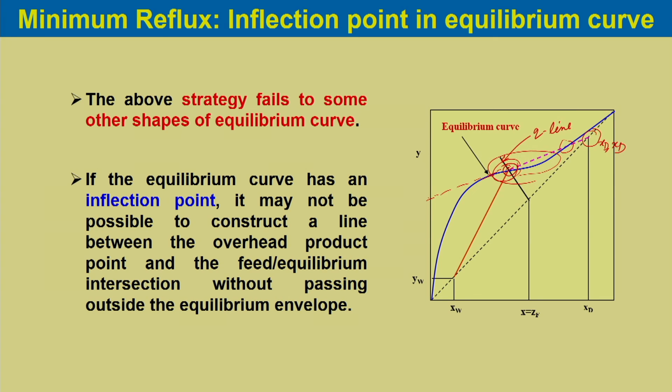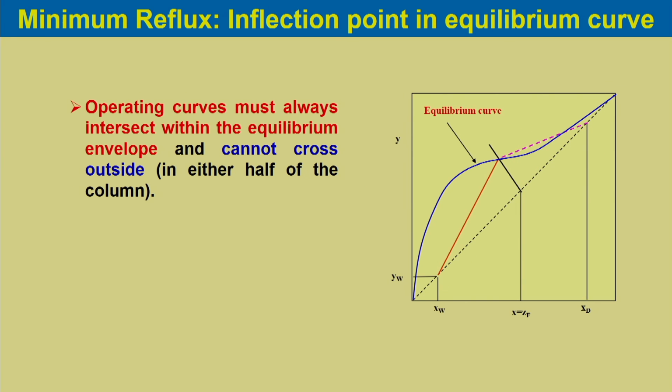That means the operating line for the overhead product, or the enriching section, has to cross the equilibrium curve. As we know, operating curves must always intersect within the equilibrium envelope and cannot cross outside in either half of the column. So, both the stripping section operating line and the enriching section operating line can never cross the equilibrium curve. They must be below the equilibrium curve.